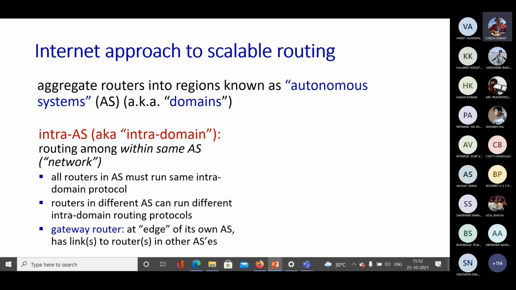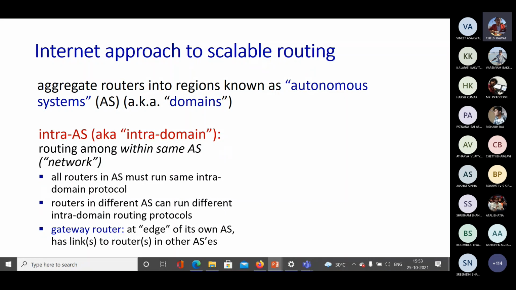So if you want to move from one domain to another, or one set of routers to another set of routers, then that is inter-domain routing or inter-AS routing. And if you want to move within the AS itself, then it is intra-AS routing. As the definition says, intra-AS, or intra-domain routing, is routing among or within the routers of the same AS. Same AS in the sense the same network.